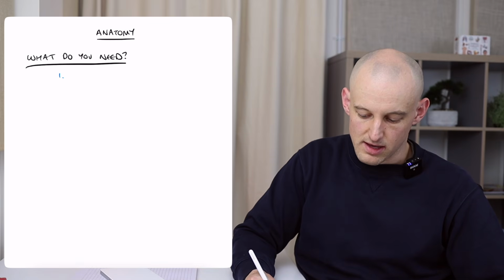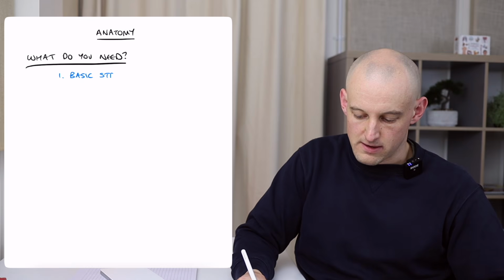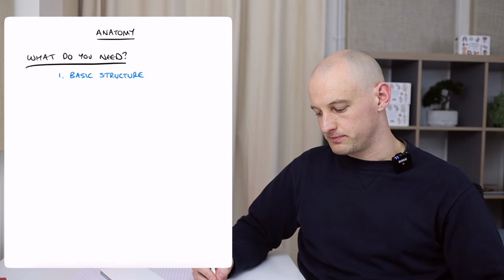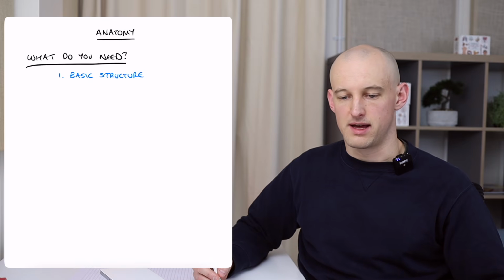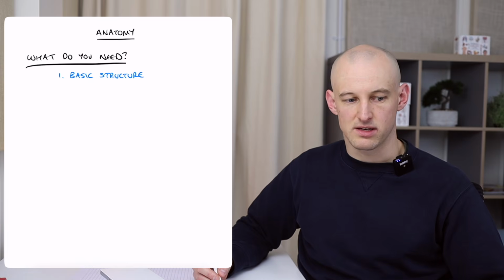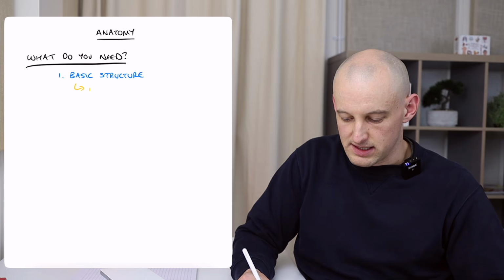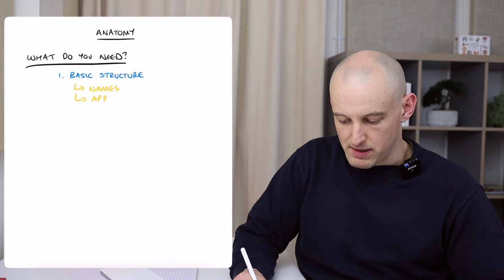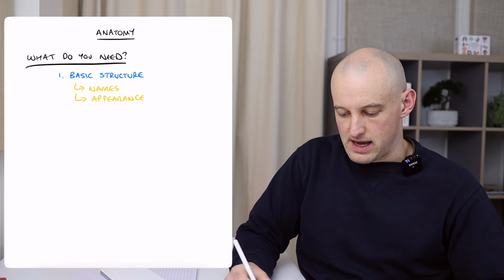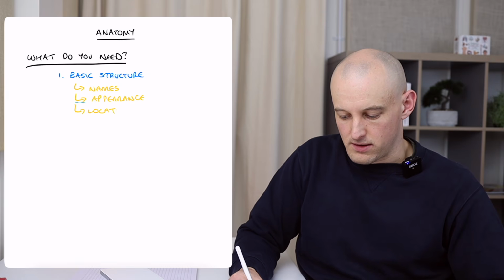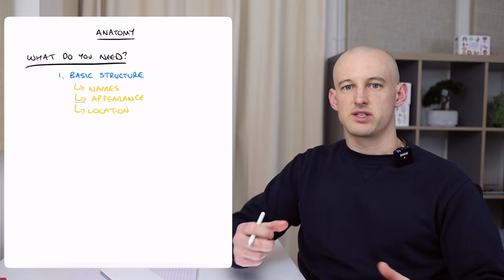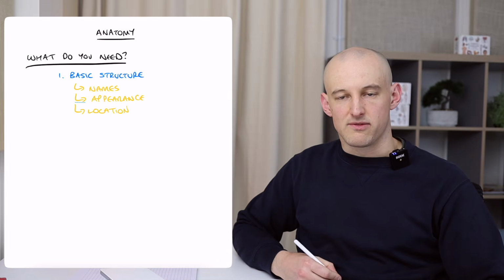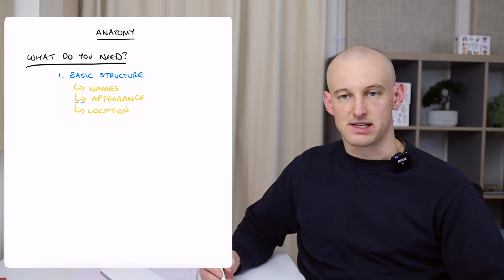So firstly, you need to know the basic structures. You need to know which muscle this is, which nerve this is, which blood vessel this is, which lymphatic vessel this is, which landmark this is, and so on. You need to know their names, and you need to be able to identify them, so have their appearance and their location. If I point to a muscle on an anatomy diagram or a cadaver or a person, you need to be able to name that and see what that muscle is.